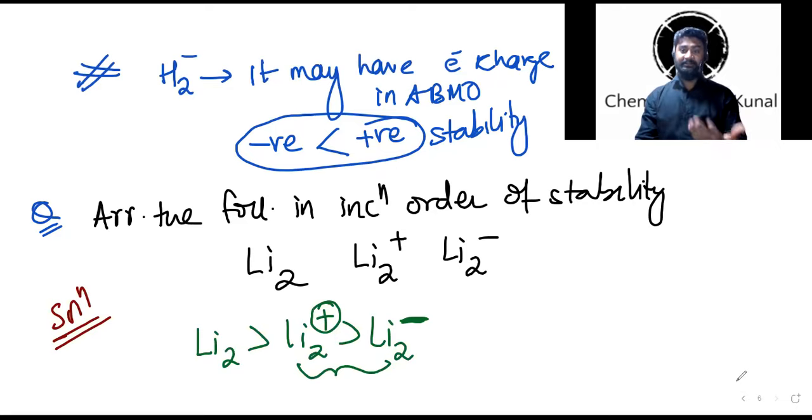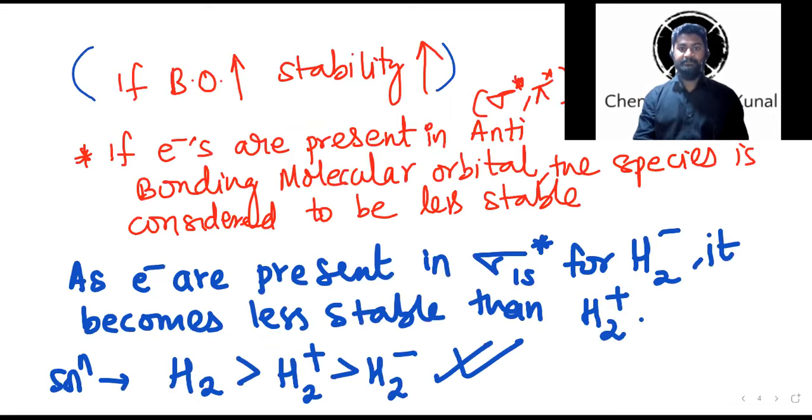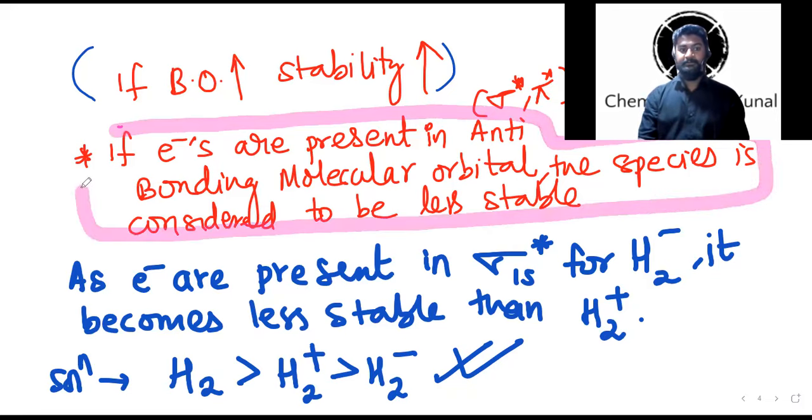You can also do it in a detailed way by drawing all these structures. But this is the concept. The concept still remains the same. So this is our main concept. Let me highlight it. This is the main concept: if electrons are present in ABMO, the species is considered to be less stable than if they are present in BMO. So with this, we are done with higher order questions of BMO and ABMO.